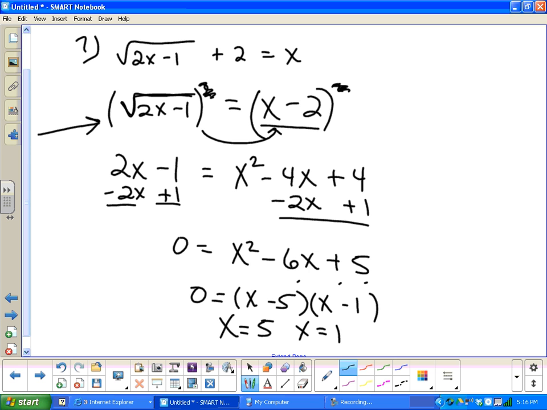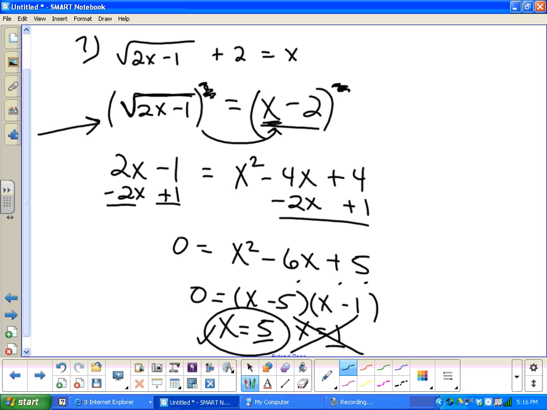So if x was 5, 5 minus 2 would be a positive number, so 5 is going to be okay. But if x is 1, 1 minus 2 right there is going to be negative, and the square root of something cannot be negative. So 1 is an extraneous solution. You have to mark it out, and we're going to circle that one.